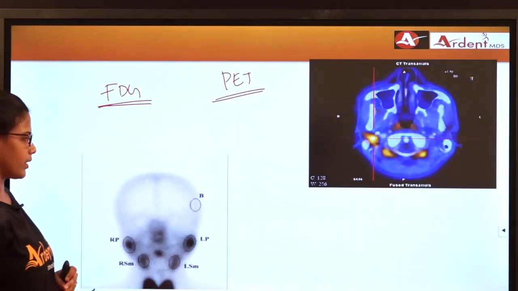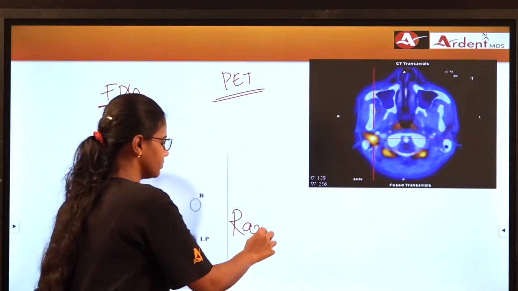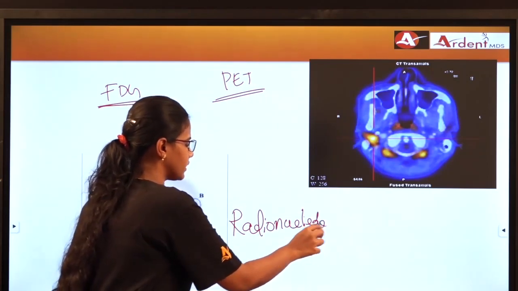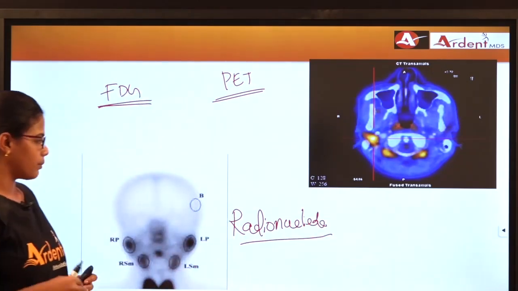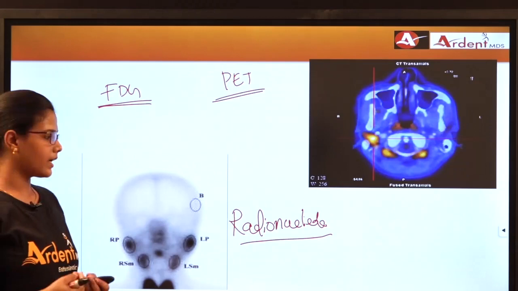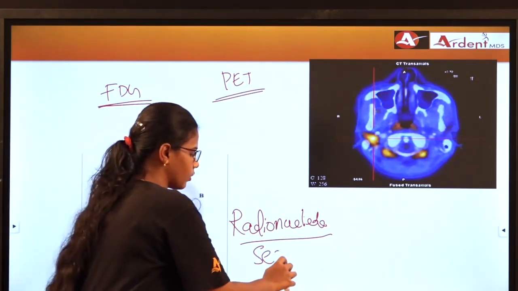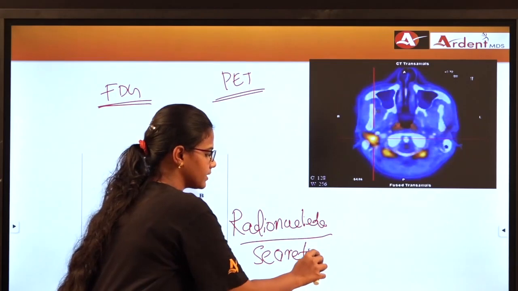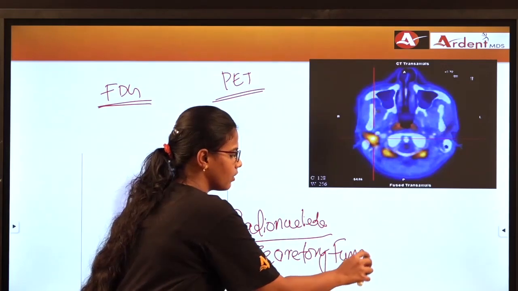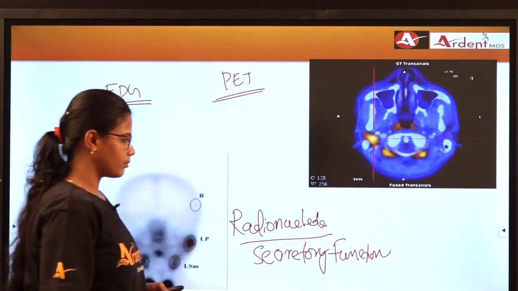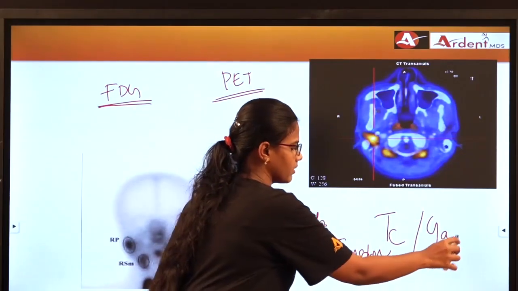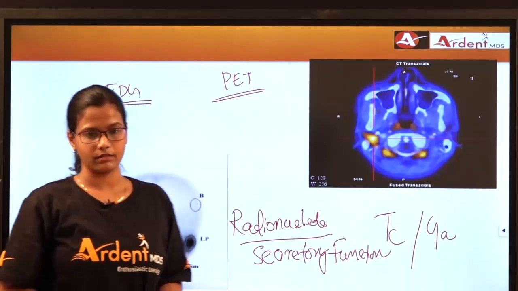And here this is an image of radionuclide imaging. This is a recent imaging modality. Apart from identifying the abnormal anatomy of the salivary gland, we can identify the secretory function of the salivary gland. So that is the importance of radionuclide imaging. The secretory function of the salivary gland is also analyzed, and it is done by using a compound, technetium or gallium. That is radionuclide imaging, right?